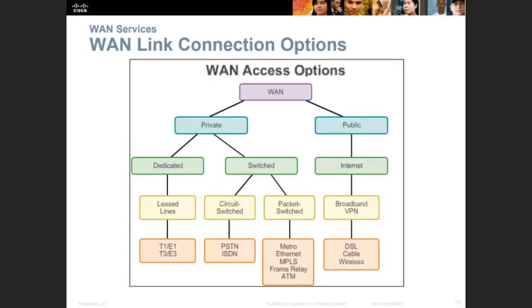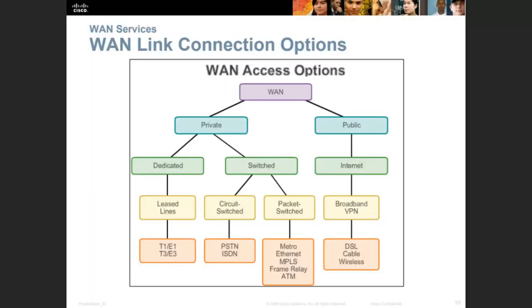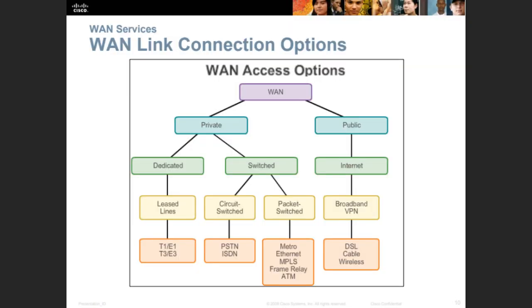This is a good way to categorize the type of WAN access option. Remember these slides here? In Cisco, they have written it in a very nice way. I like it actually. So you have WAN, you have private, and you have public. In the private, you have dedicated or you have switched. Dedicated, you have leased line.